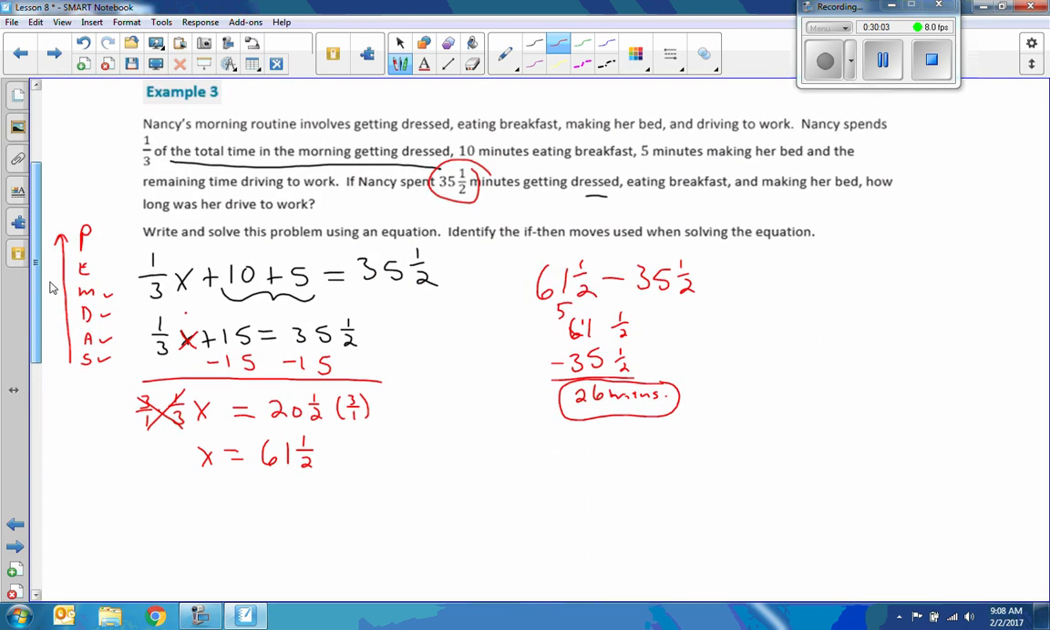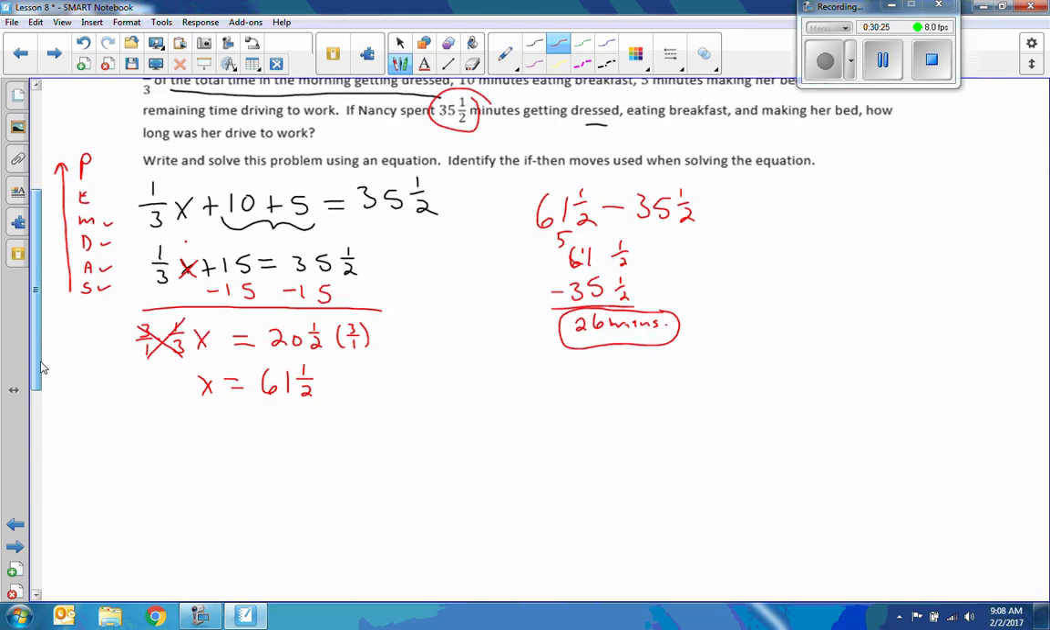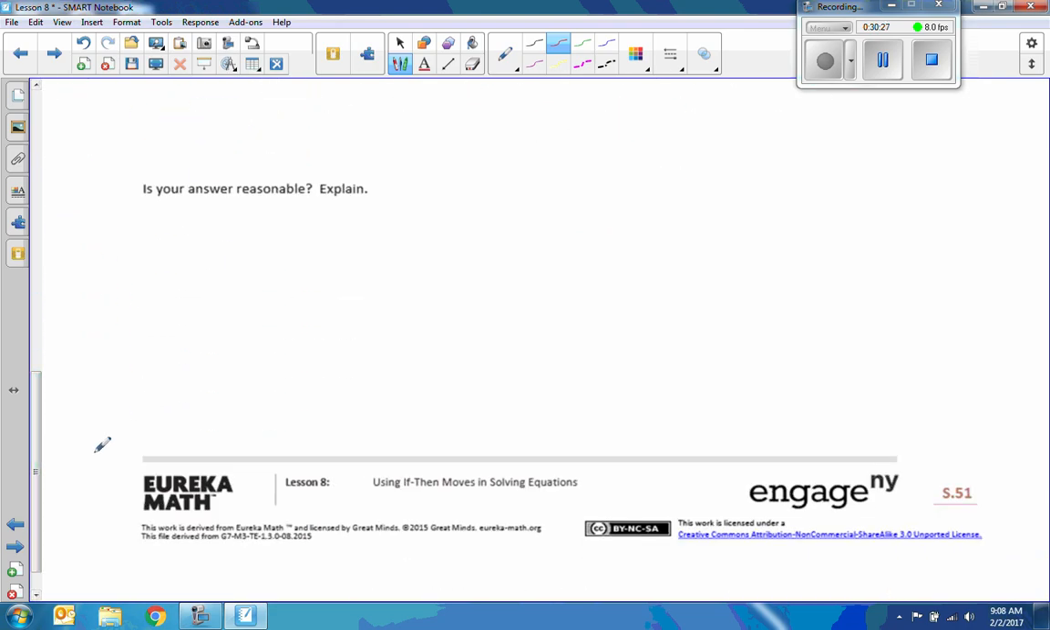Is your answer reasonable? Explain. So you have to think about this. 1/3 of the total time is getting dressed. A third of 61 is approximately 20 minutes to get dressed. 30 minutes and 5 is 35. And that's pretty close to 35.5. So yes, it's reasonable. So you should always check to see if your numbers align and make sense.